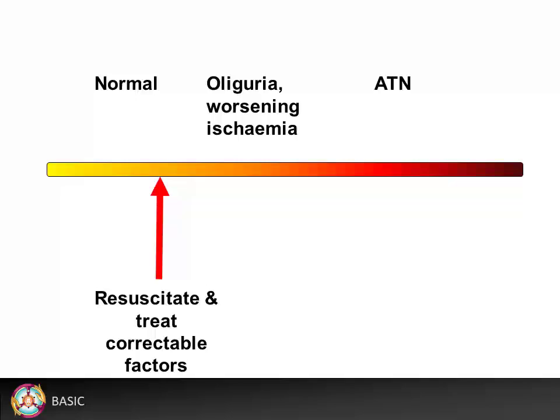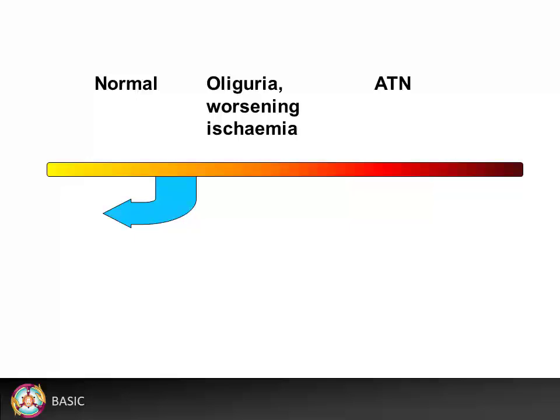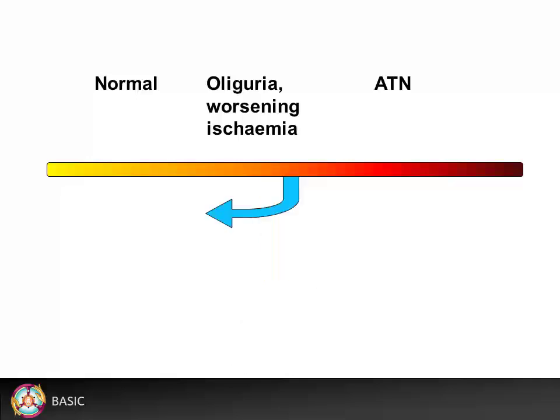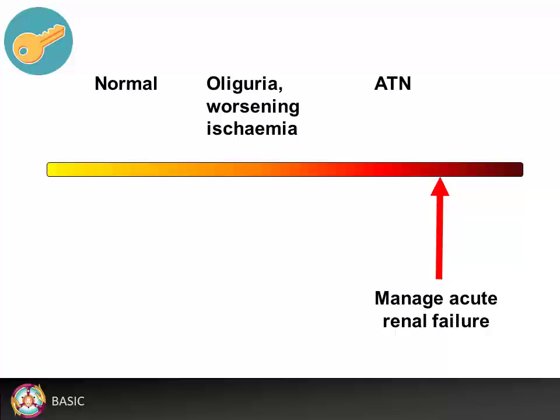The key to management of acute kidney injury is early treatment, with the aim of preventing progression from mild kidney injury to acute renal failure by treating treatable factors and by restoring renal perfusion. The earlier the treatment, the higher the chance of restoring renal function. This chance goes down the greater the delay, and severely delayed treatment will result in acute tubular necrosis. At this stage, the deterioration is irreversible in the short term, and treatment is aimed at the complications of acute renal failure.